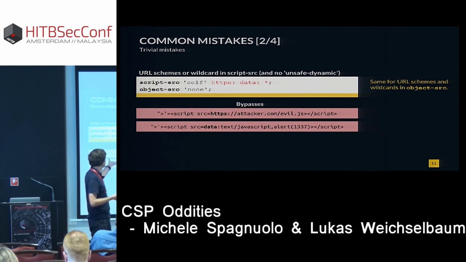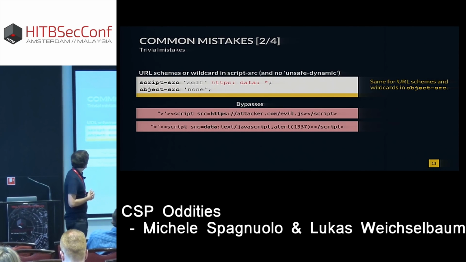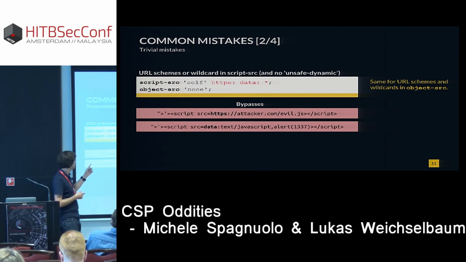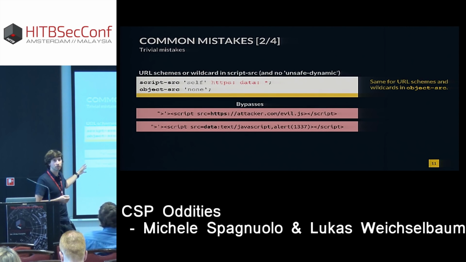Star as well, right? Star just means you can include anything. The same is the case for object source. If you have a protocol handler or a URL scheme or a wildcard in object source, you can do very similar stuff, just with Flash files that execute JavaScript, right?